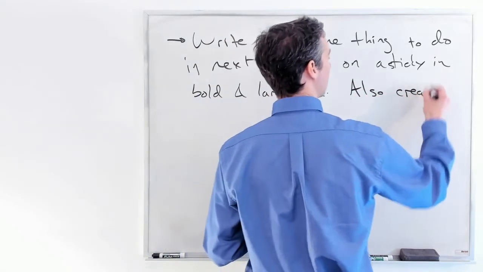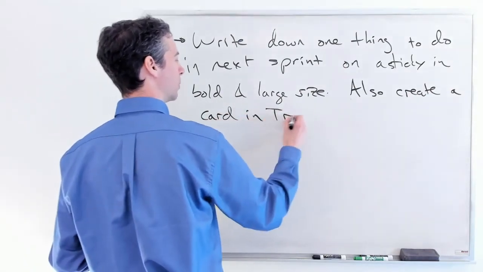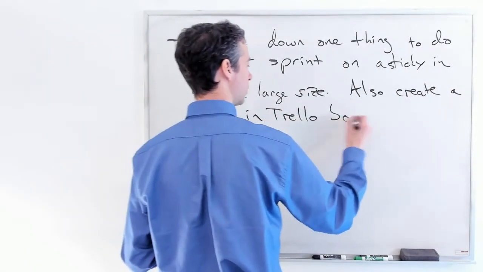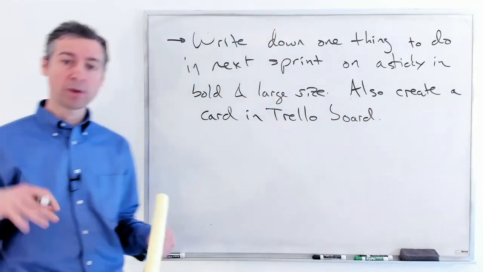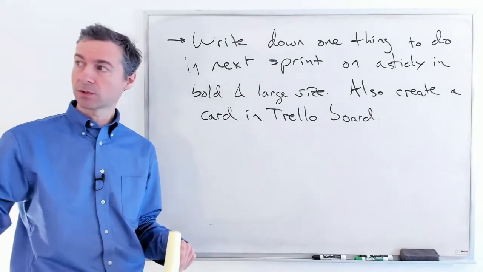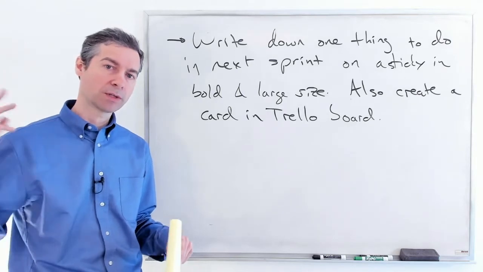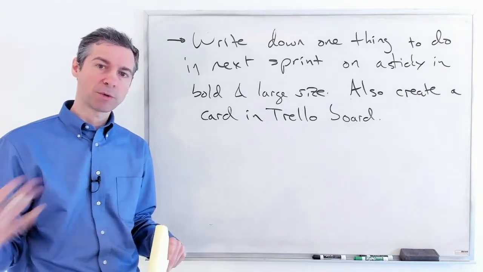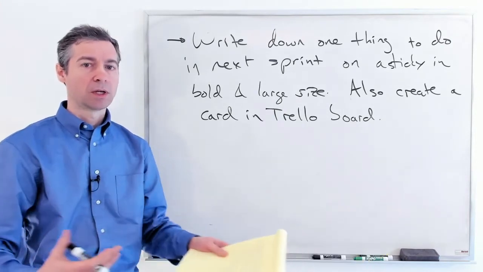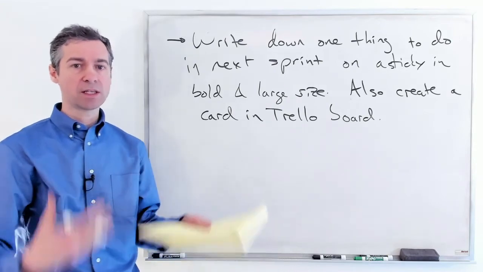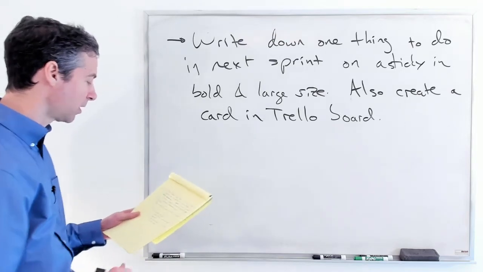Also, create a card in your Trello board. So in your Scrum board, also create a card there so that when you go into there for your daily Scrums, there's a reminder in there that, oh yeah, we're working also as a team on this sprint to improve our process this way. This is different than the sprint goal. The sprint goal is a product goal. This generates a team process improvement goal. Okay, so we want to see it in both places.